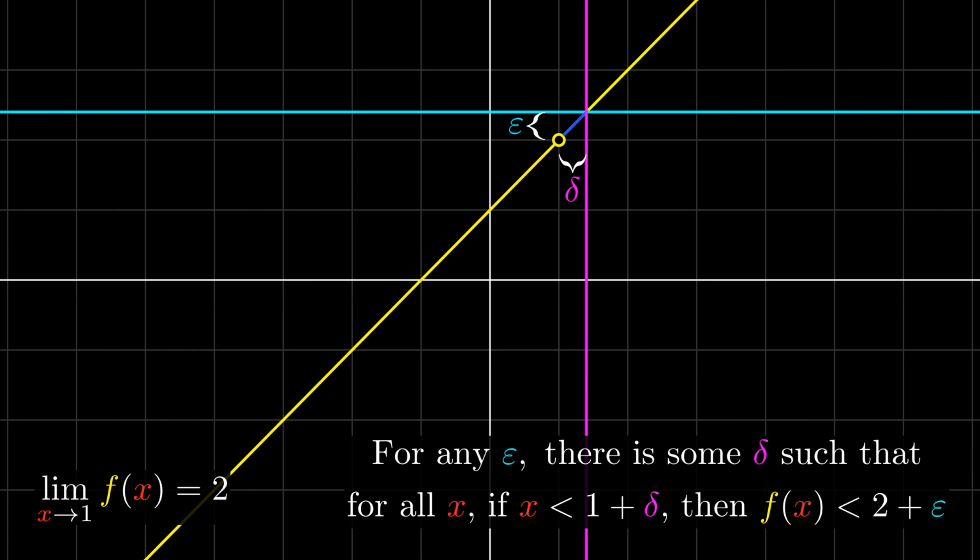So, is this definition a good formal description of a limit? Well, there's still a few issues with it. First, we have been saying that the function value needs to be close to 2 by saying that f of x must be less than 2 plus epsilon.